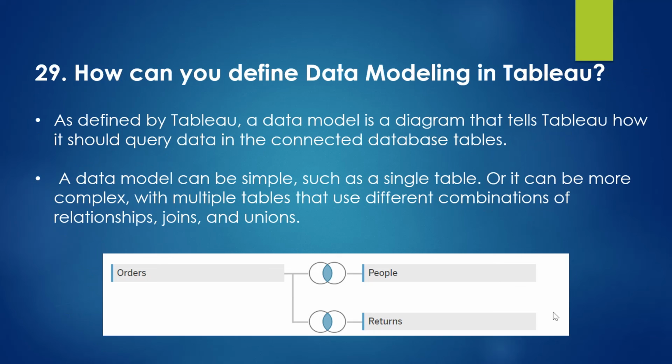Next we have how can you define data modeling in Tableau. As defined by Tableau, a data model is a diagram that tells Tableau how it should query data in the connected database tables. For example, a data model can be simple, with only one table, or it can be complex, with multiple tables that use different combinations of relationships, joins, and unions. As you can see in this image, we have a join between orders and people, and another join between orders and returns. So a data model can have one table, for example only orders, or a relationship between orders and people, or a union between different tables.